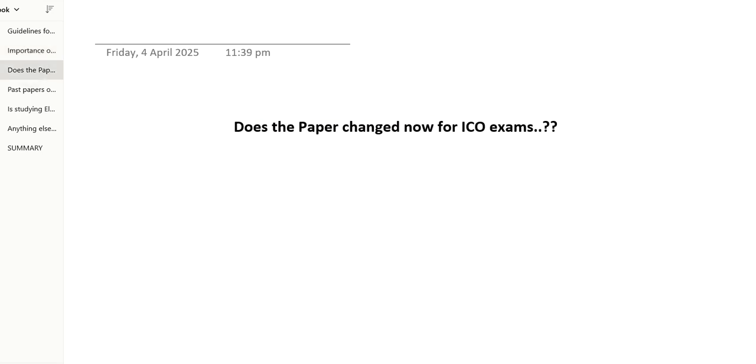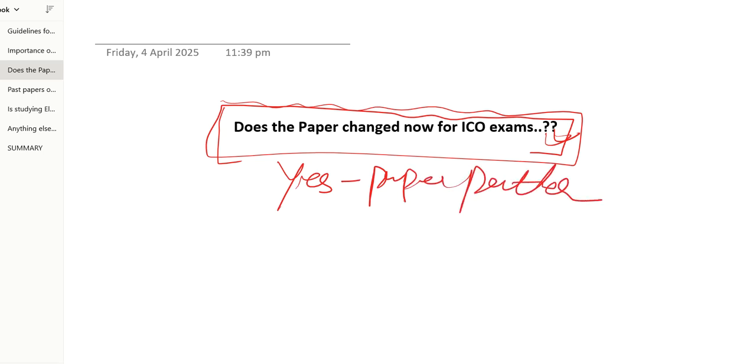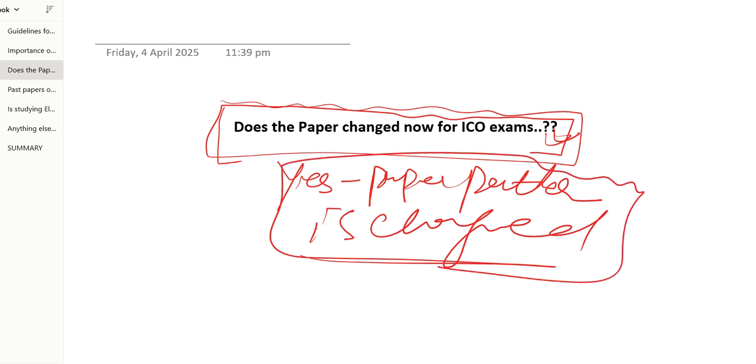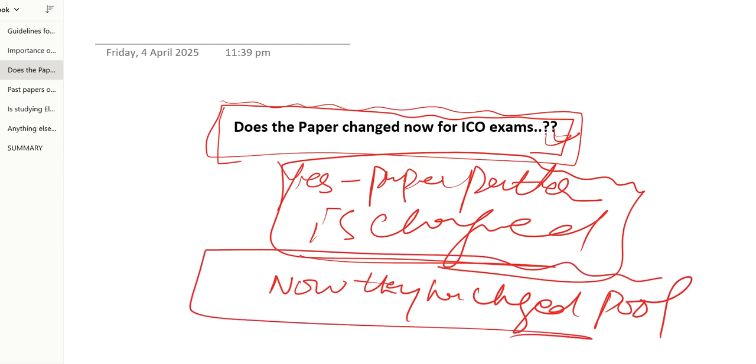And in the past years, the paper pattern of the ICO exam has changed. Yes, the paper pattern has changed now. Pattern means the type of questions they are asking are not from the previous pool now. They have changed their pool. So I will explain in detail what you have to study according to the new exam pattern so you can be successful easily in the exam.